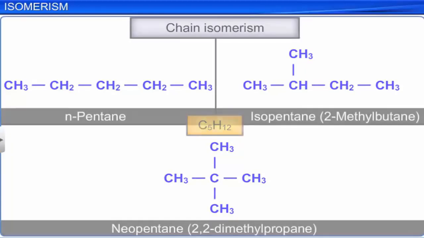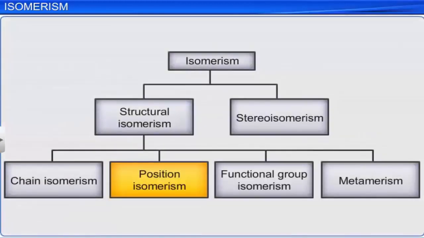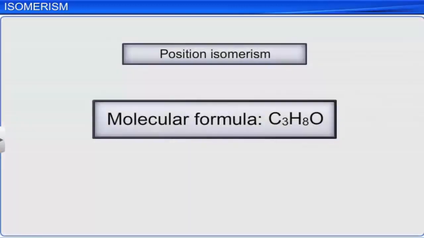Now, let's look at position isomerism. Compounds that have the same molecular formula, same chain, but which differ in the position of the substituent or functional group are known as position isomers, and the phenomenon is known as position isomerism. For example, the molecular formula C3H8O represents two position isomers.